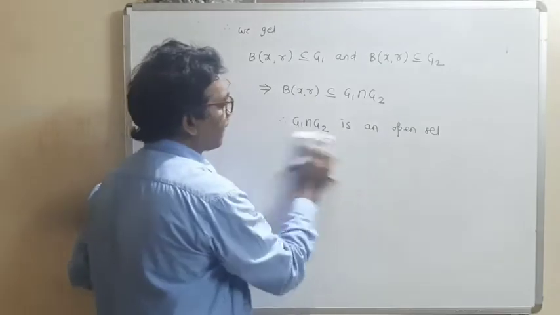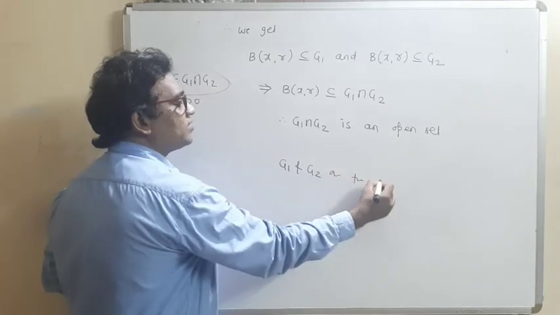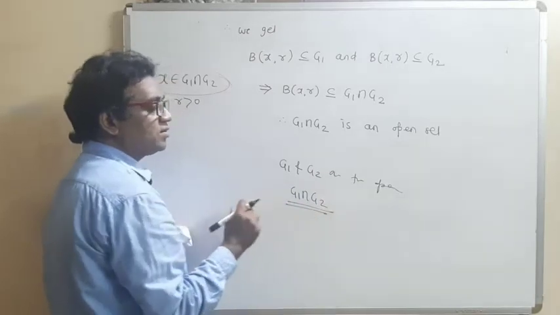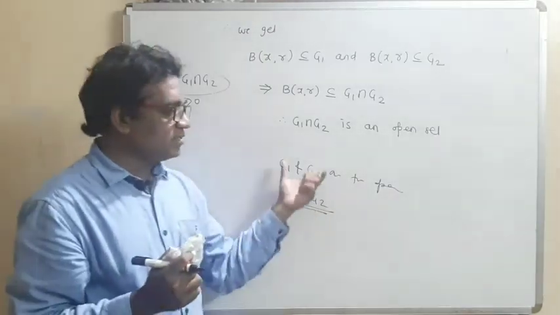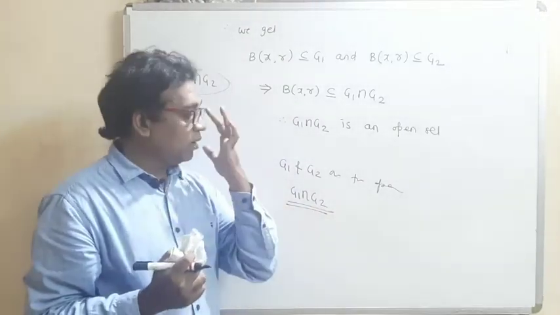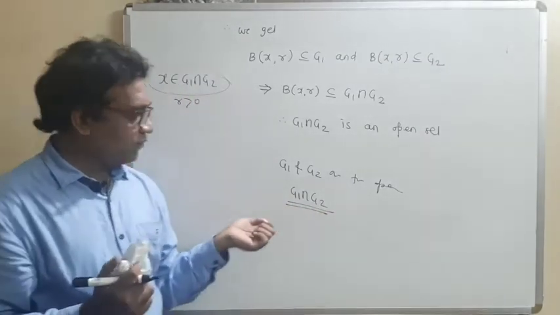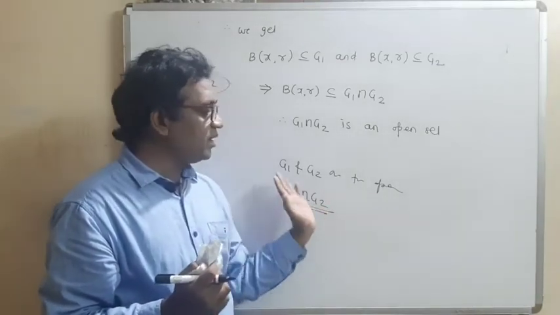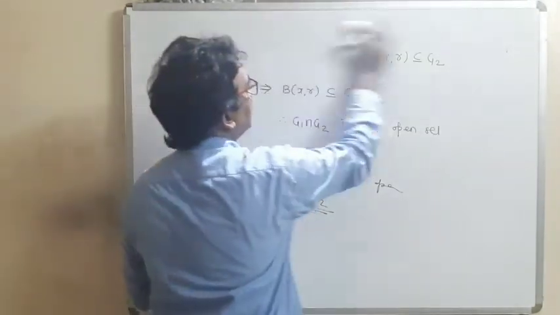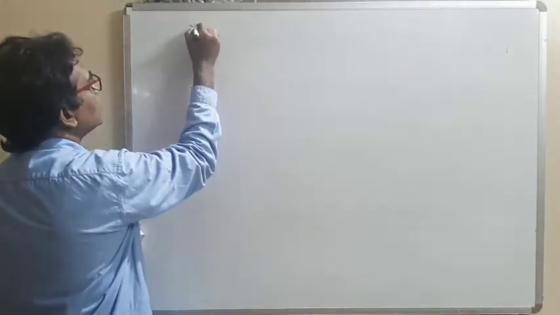So see what this result is: if G1 and G2 are two open sets in a metric space, then the finite intersection of open sets is always open. Now let us study what the result is for an arbitrary intersection of open sets, whether it is open or not. So let us write down this result.